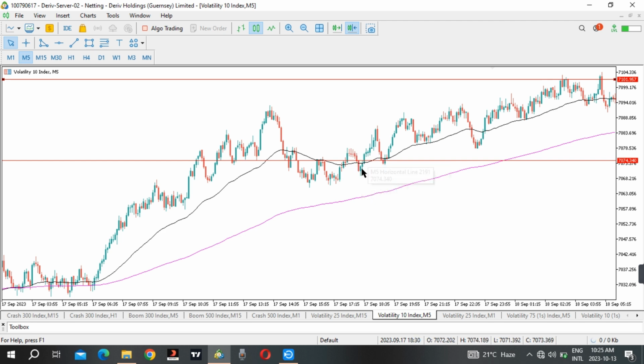It's now acting as a support. So we've got two supports over here, and that's when we enter. We can also just enter when the market pulls back to the 50 moving average, just to make things a lot simpler for us. Just wait for a candlestick confirmation, then we enter.